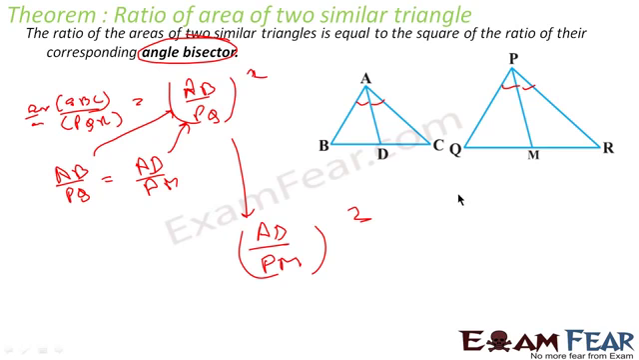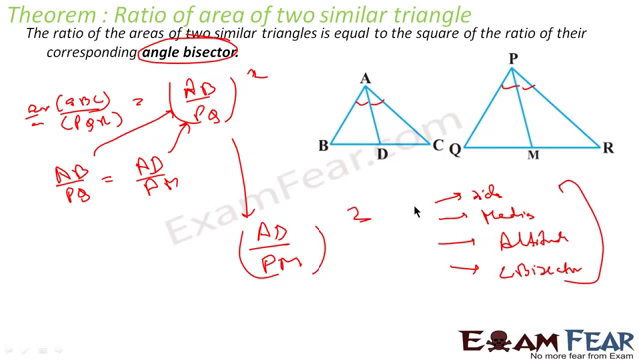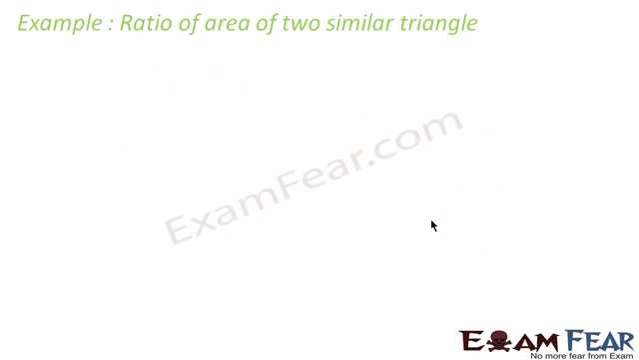Correct? So we can say that the ratio of area of two triangles is equal to the ratio of side square, ratio of median square, ratio of altitude square, or ratio of angle bisector square. All are same.